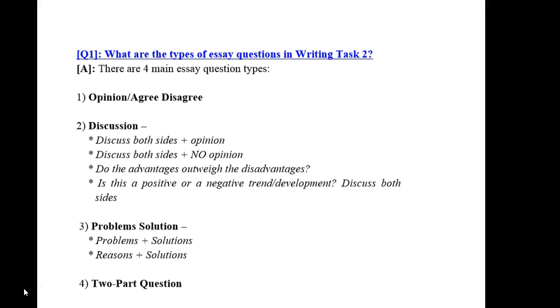For example, the problem of unemployment, the problem of poverty. So what are the reasons for poverty and how can we tackle this problem? You have to suggest potential solutions for this problem.